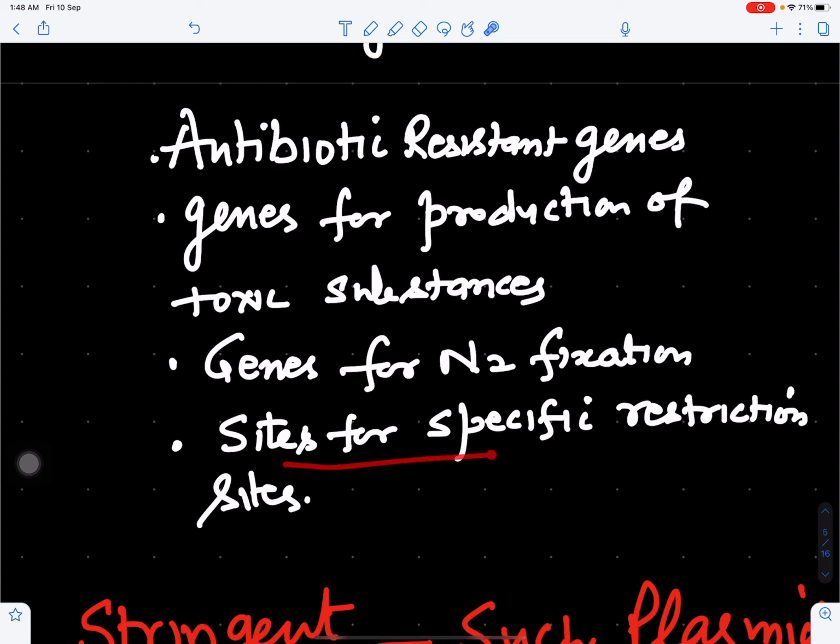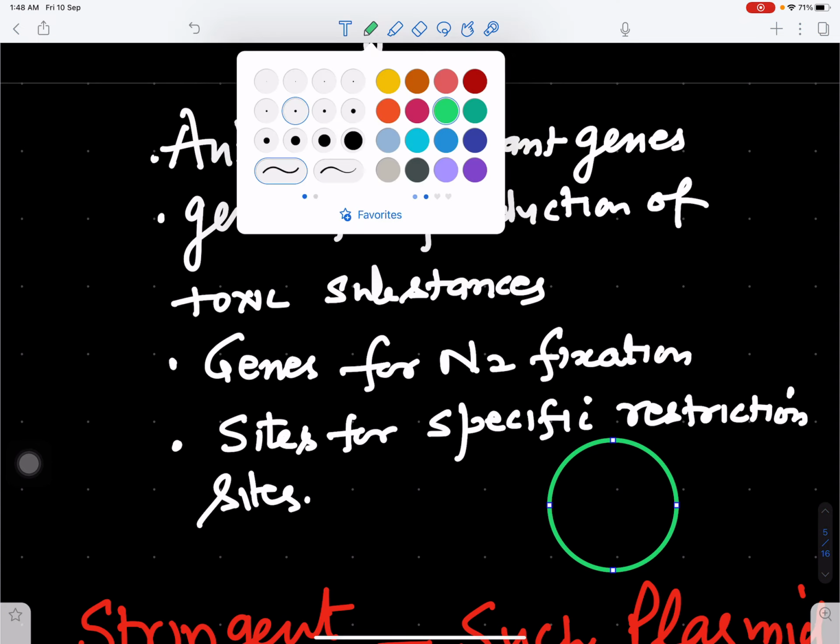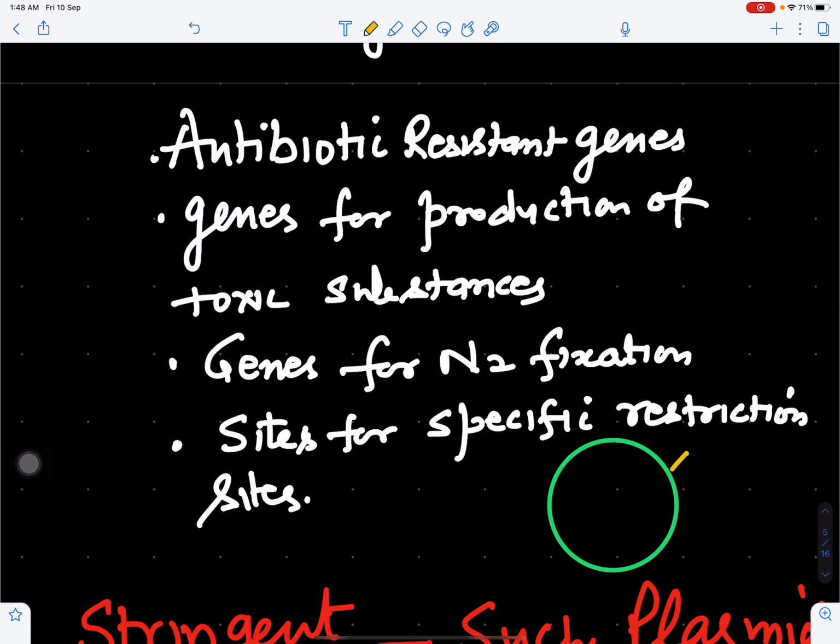Then each plasmid also has sites for restriction enzymes. What does it mean? Supposing this is the plasmid. Now this will have sites where restriction enzymes can cut. Now what are restriction enzymes? These are the enzymes which can cut at specific places.